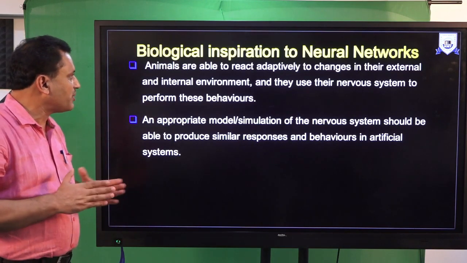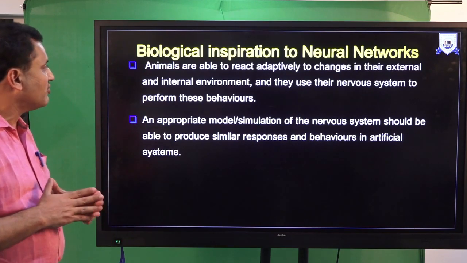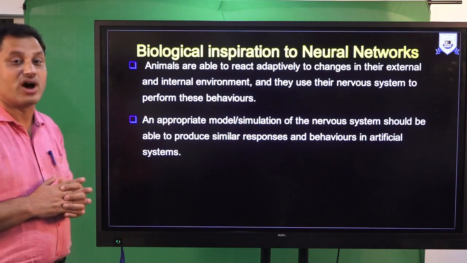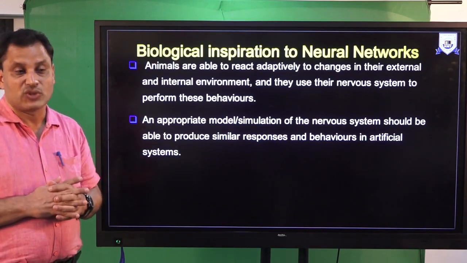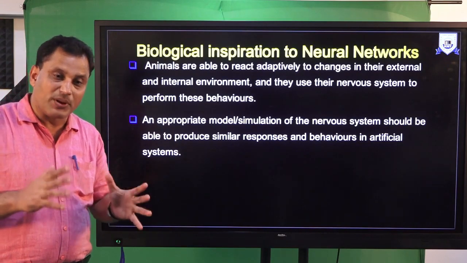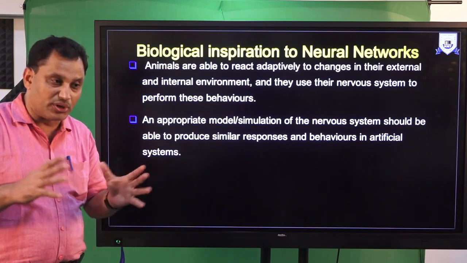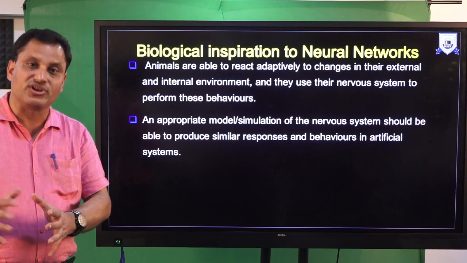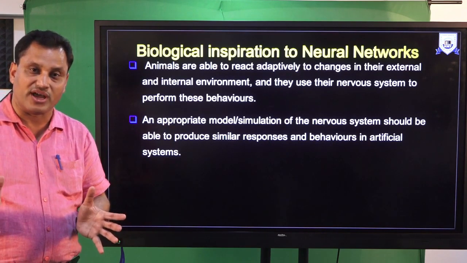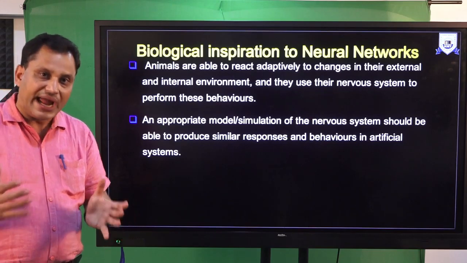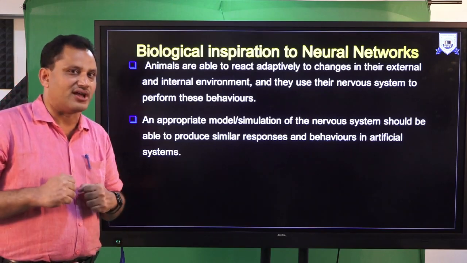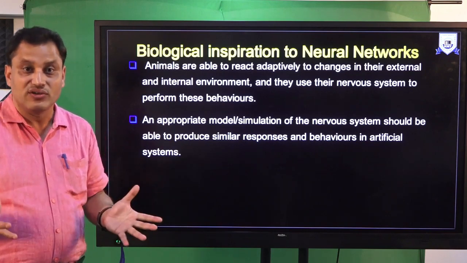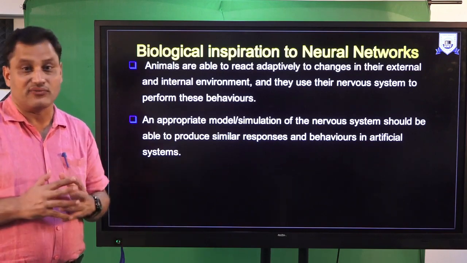So, biological inspiration of neural networks. Animals are able to react adaptively to changes in their external and internal environment. That's very, very important. Our task is to develop a mathematical model, a computing model, which can adopt knowledge from the external environment and learn from it. And when new situations arise, it can take decisions on the basis of the knowledge the system has gathered from the environment.